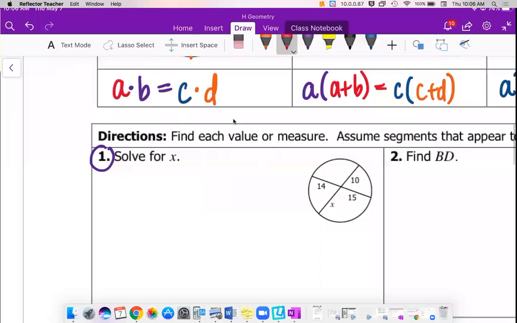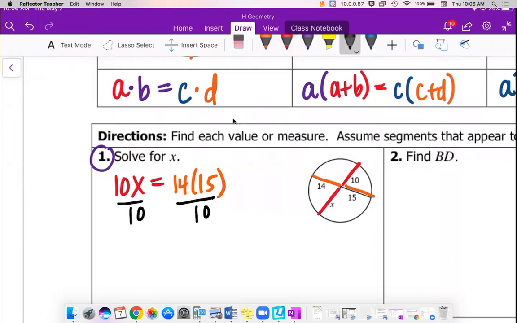So this one is two secants or chords intersecting inside the circle. So we know if we're going to set up a formula, it's going to be x times 10. So 10x is going to equal, and then this goes in its own segment, 14 times 15. All right, and then the easiest way to get x all by itself, because we're just trying to solve for x in this problem, is just to divide by 10. So you can just plug that in your calculator, 14 times 15 divided by 10, and you'll get x is 21. And that's going to be your final answer for this one.